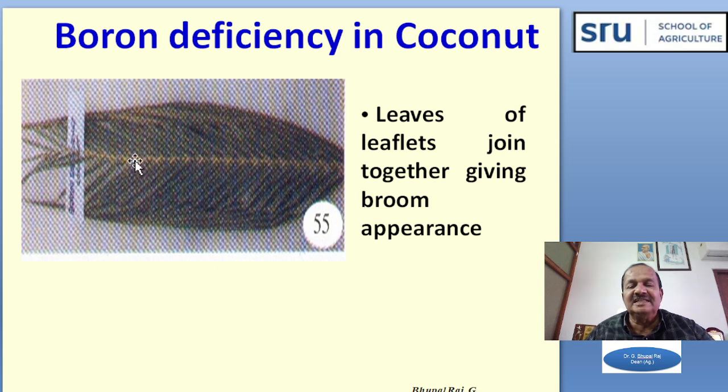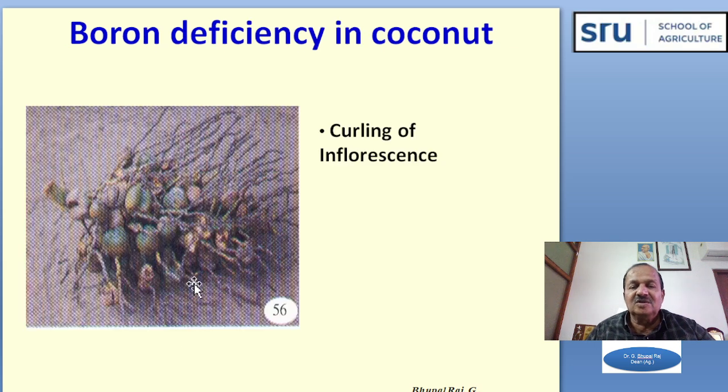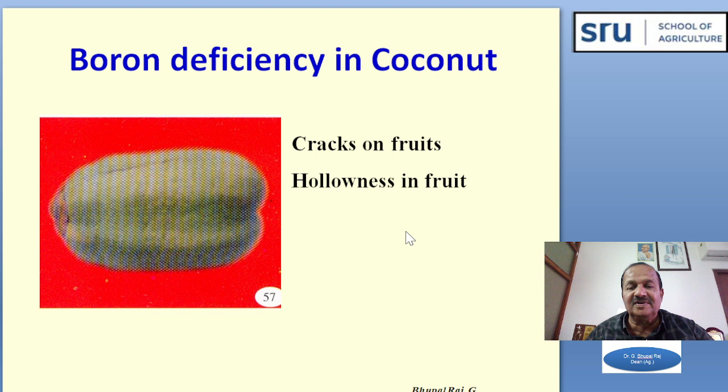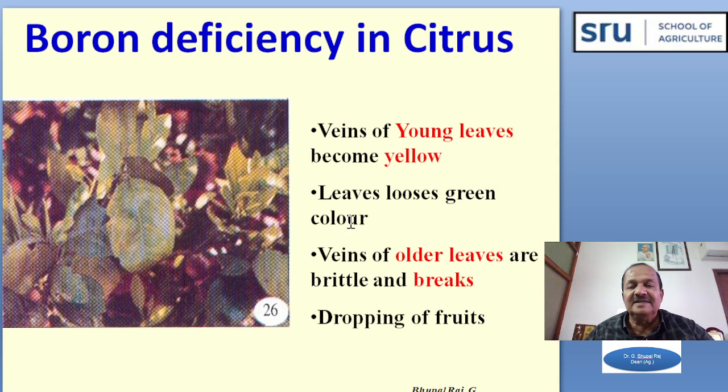When we visited the coconut fields in the Godavari districts, we took this photograph of the leaf. Another symptom is the curling of the inflorescence in coconut. This is also an important symptom of boron. On the coconut fruit, cracks will be there, and inside the fruit, hollowness will be there. These are the main symptoms of boron.